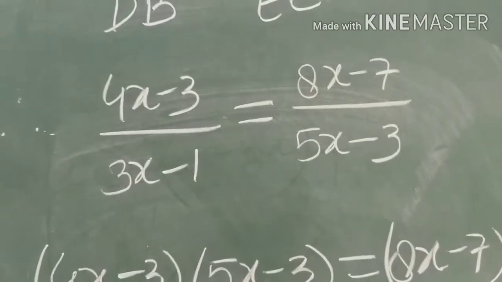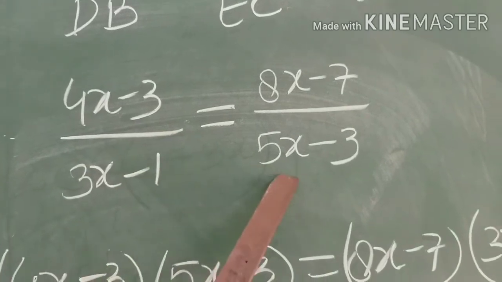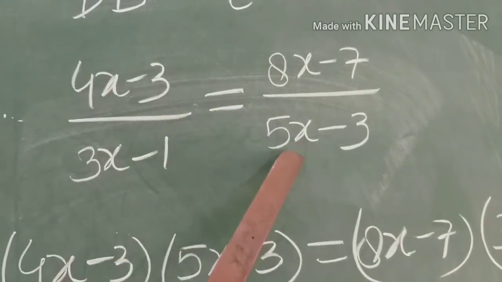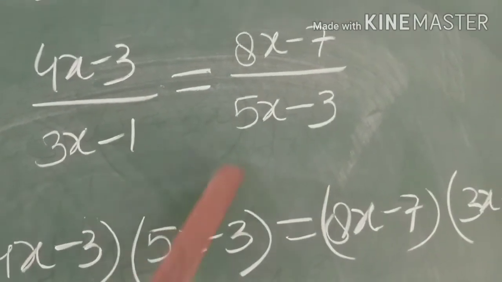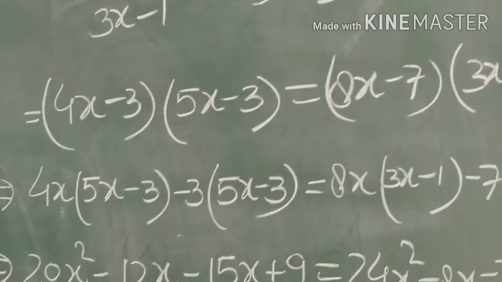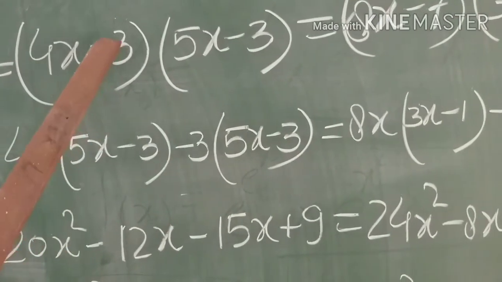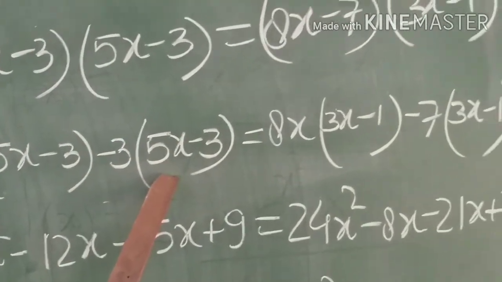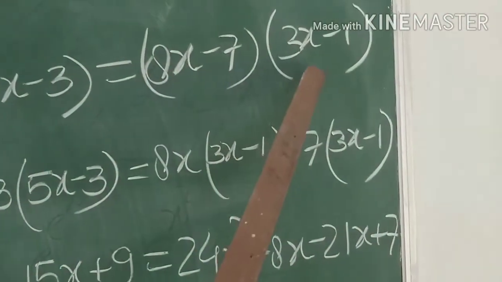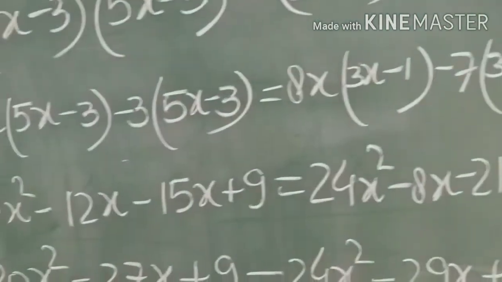Now we have to solve this equation. So we are going to use cross multiplication. 4x minus 3 is multiplied by 5x minus 3, and 8x minus 7 is multiplied by 3x minus 1. So 4x is multiplied by 5x minus 3, minus 3 also multiplied by 5x minus 3, 8x multiplied by 3x minus 1, minus 7 also multiplied by 3x minus 1.